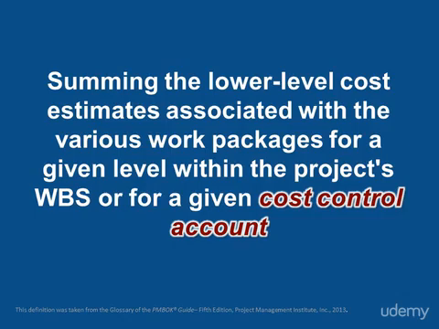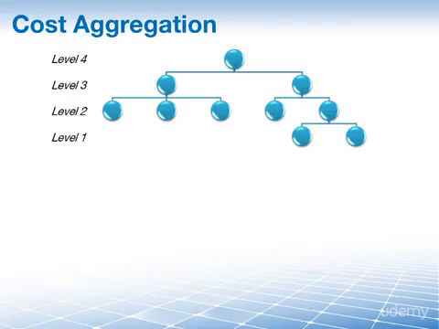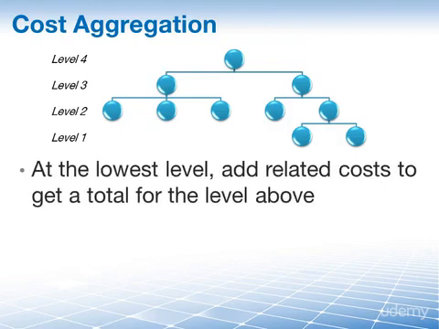It is summing the lower level cost estimates associated with the various work packages for a given level within the project's WBS for a given cost control account. So, what does this really mean? Let us walk through a simple example of cost aggregation, and we're using this WBS here.